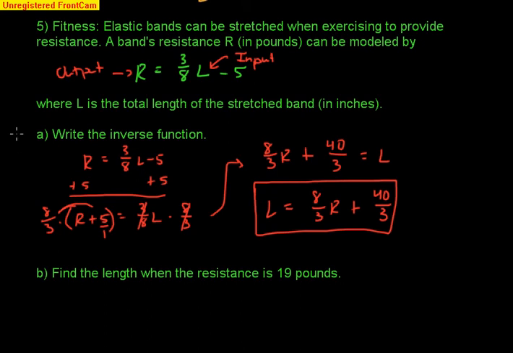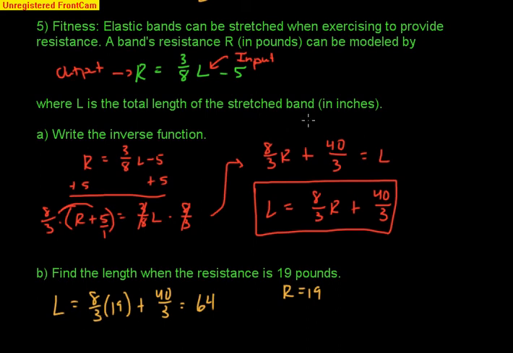And now we are going to find the length if the resistance is 19 pounds. So now R is going to be 19. We're going to plug it into my formula up there. L equals 8/3 times 19 plus 40/3. And I think it comes out to be a nice number, I hope. Checking the calculator, 8/3 times 19 plus 40/3. Yes, perfect. It comes out to be 64. So again, use your ABC button, and you get 64.